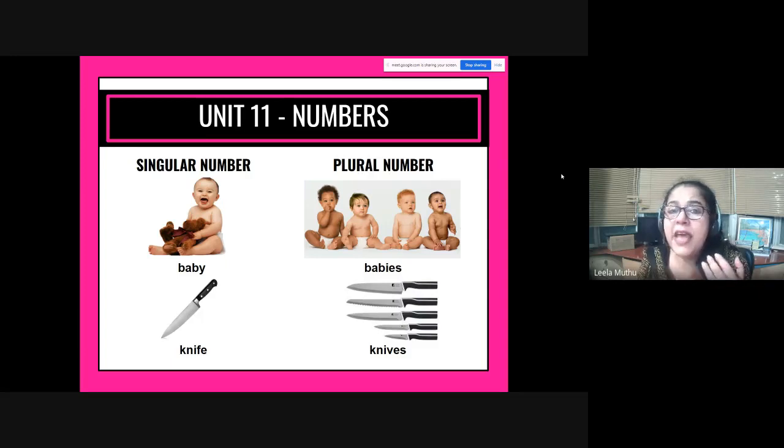So when you change numbers from the singular to the plural, you'll find that there is a pattern, okay? Words which end with F, words which end with a consonant, words which end with a Y, all of them have specific rules to change them from a singular number into the plural. And that will come by reading more and by practicing. Okay?